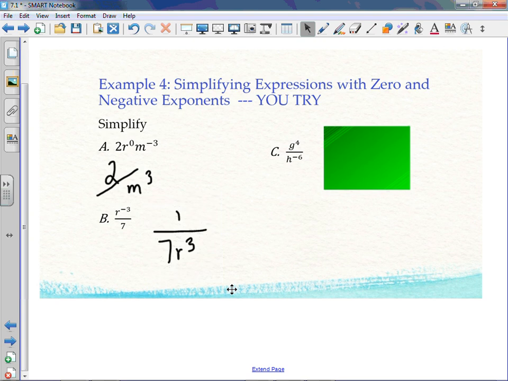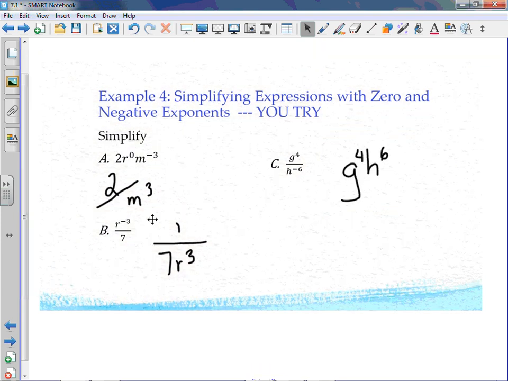And lastly, C, we have g to the fourth and h to the negative 6 on the bottom. That negative is going to bring h to the 6th to the top. You'll notice with B, you have to leave something in the top, and that's a 1. With the denominator, you do not have to leave anything, so we didn't have to show that one.